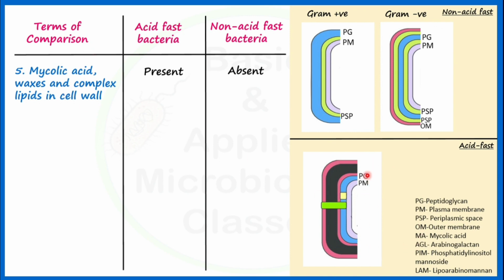Outside the peptidoglycan layer, one polysaccharide layer is present, which we call arabinogalactan, right? Arabinogalactan is the layer which acts as a linking material for the binding of mycolic acid.